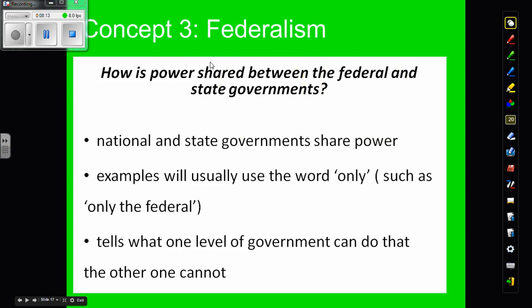Alrighty, so concept 3 is federalism. Federalism is how power is shared between federal and state governments. So you have national and state governments that share powers. Examples are usually going to include examples that say only the federal government or only the state government, or it'll have that keyword in there, shared powers. A lot of times it'll have that keyword in there. And this basically just tells you what each level of government can do and what the other one can do.